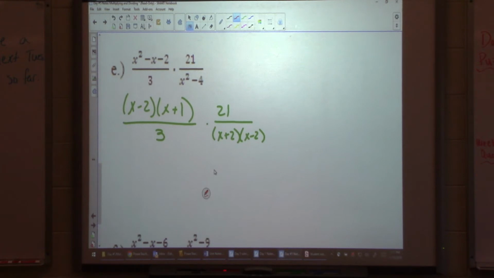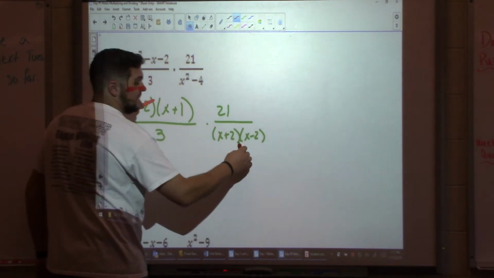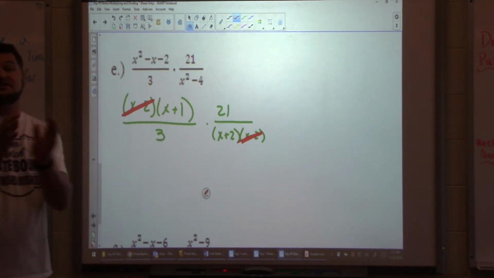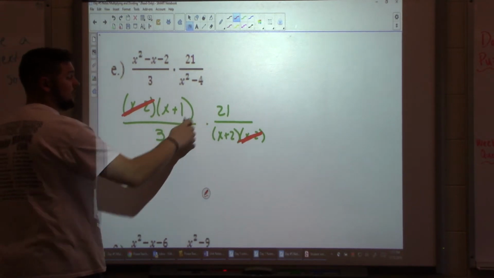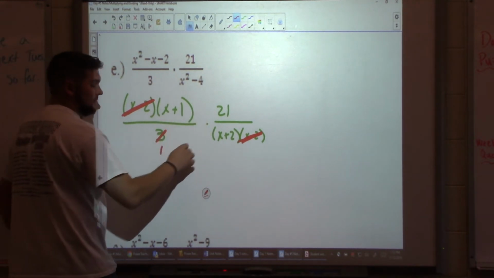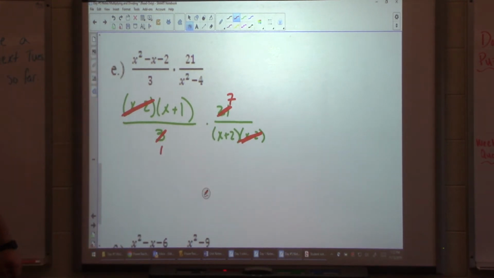You get rid of the x minus 2 in my numerator and denominator. I can get rid of that whole piece, that whole term. Okay? What else? Someone besides Ange. Renee. 3 and 21, I can take a 3 out of both. I'm left with 1, and I'm left with 7. Good. Is there anything else we can simplify there?